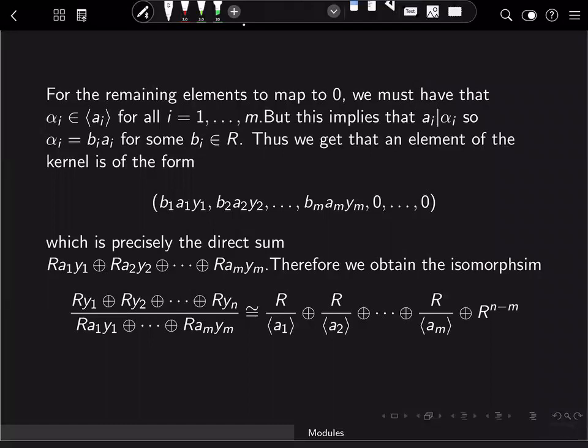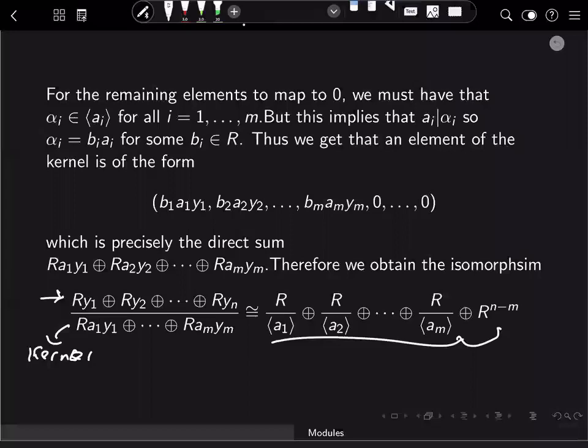Therefore, we obtain this isomorphism by the first isomorphism theorem, since the original function that we defined was this projection, and of course it's an R module homomorphism. So we have our domain mod the kernel, because we identified this as the kernel of our original map. This is going to be isomorphic to this direct sum of cyclic modules and this R to the n piece on the end, and that gives us the desired result.